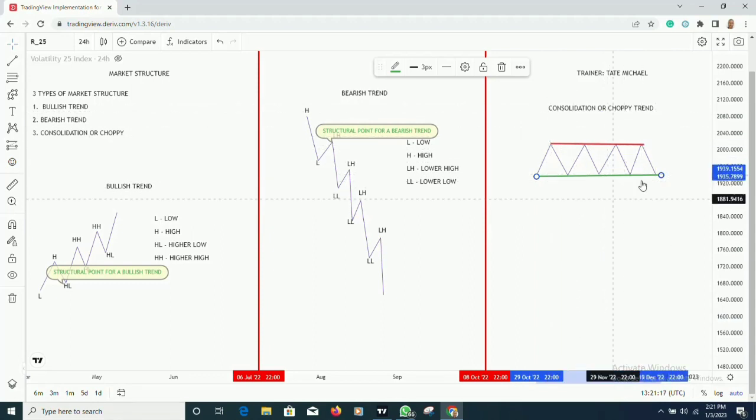But me, I trade smart money concept. For we smart money concept traders, we don't call it resistance or support. We call them liquidity. But that's another topic for another video.